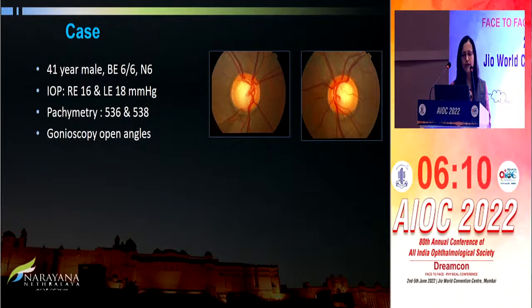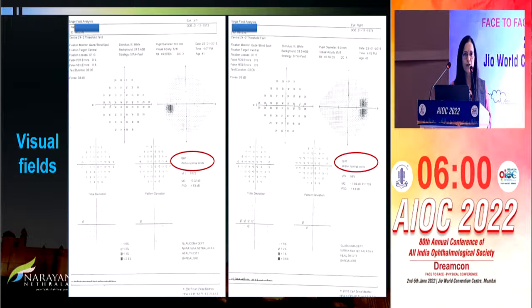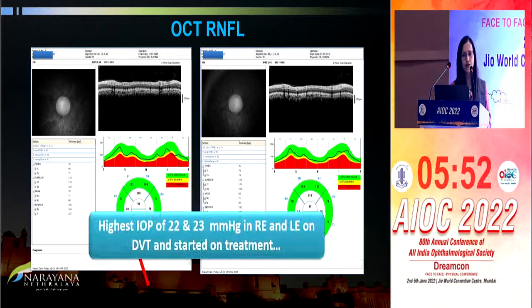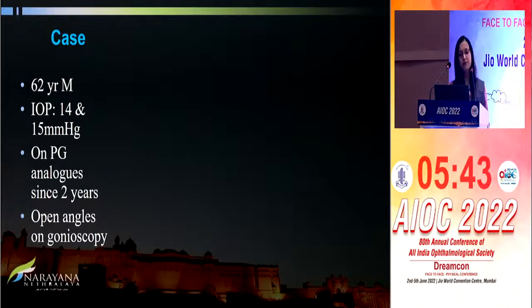Just to show you a case, this is a classical young male presented to us with normal pressures, open angles, everything fine, but you can see this small wedge defect there. Now, the visual fields for that were perfectly normal. However, OCT helped us to detect the same area of thinning that you can see, and that's how we did a diurnal variation test for that patient and we found high pressures and treated him. So this is how OCT helps in detecting pre-perimetric glaucoma, which is the primary function we consider.